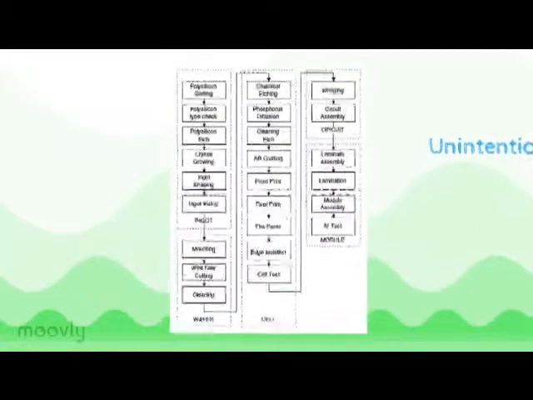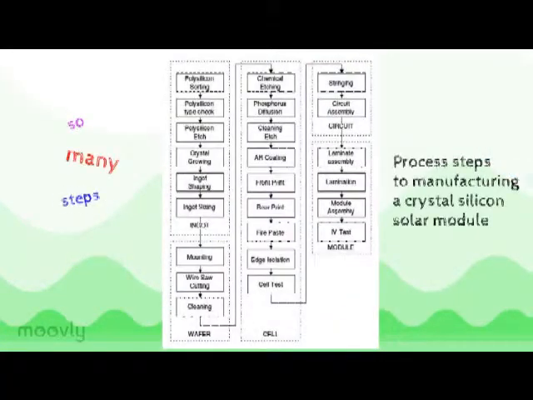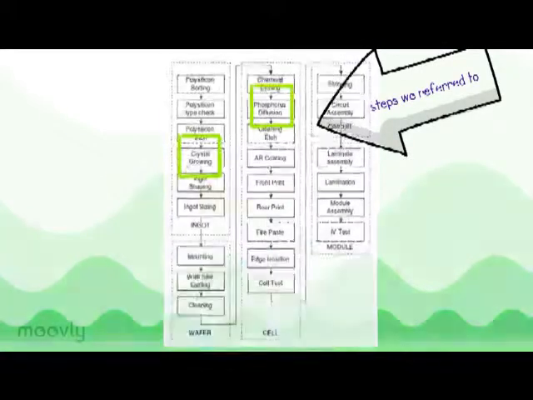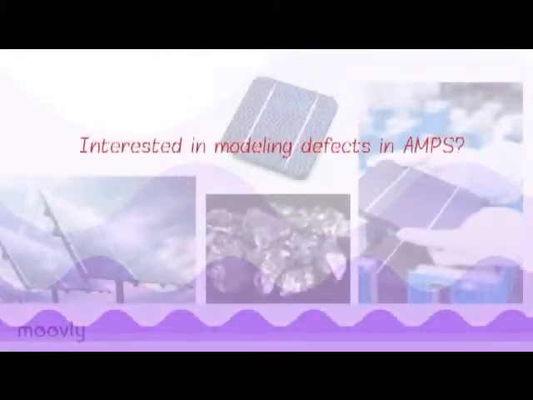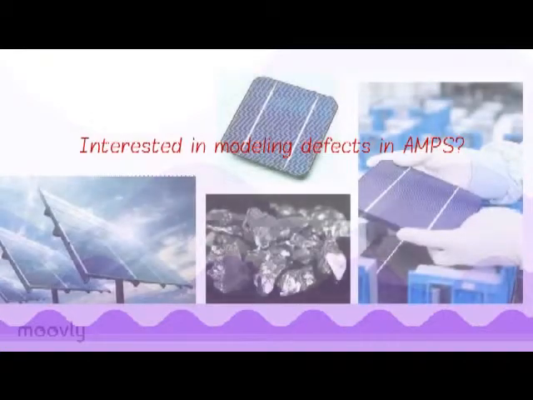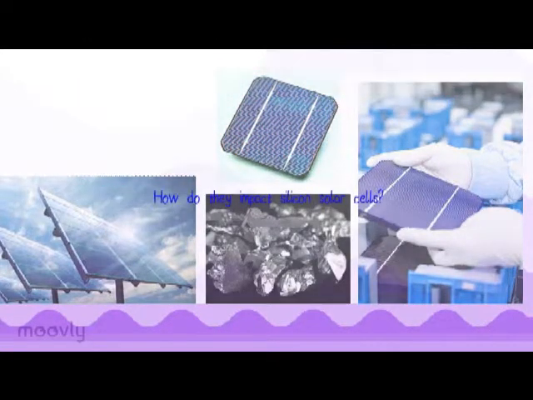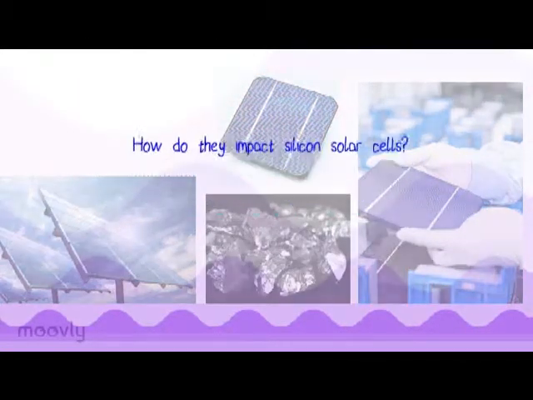And there are so many steps involved with building a silicon solar cell, and a lot more processing involved than was discussed in this video. If you are interested in modeling defects and understanding how they can impact silicon solar cell performance, check out part 2 of this video where we will explore these defects in AMPS modeling software.